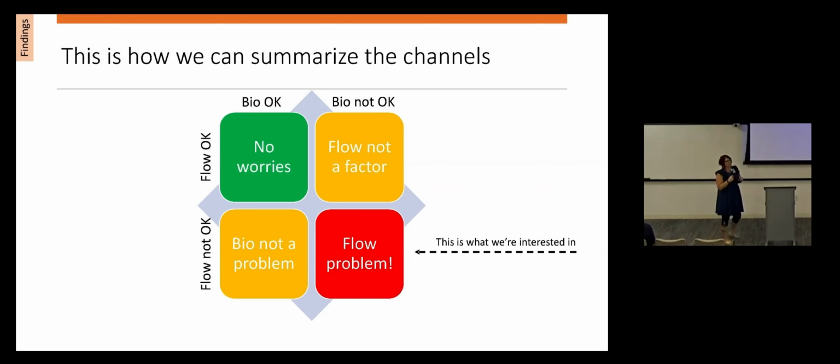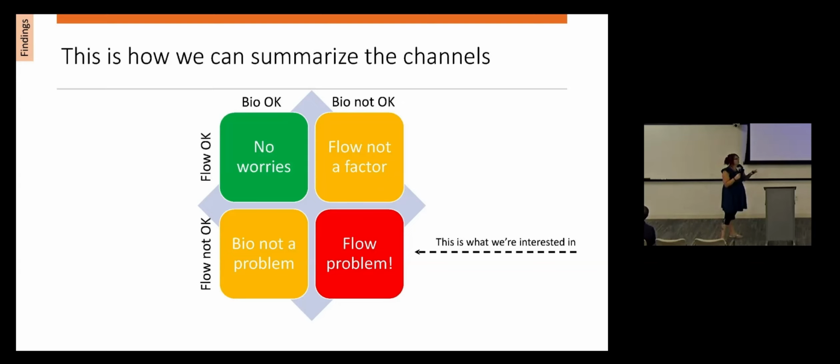Okay, so we applied those threshold limits, the flow limits, to all of the channels that we have data for. I'm going to show you some results over the next couple of slides, but I just wanted to show you how we categorized everything to make it easier to look at. There are basically 4 different options based on whether it passes the biology and it passes the flow. As an example, if the biology is okay and the flow is within the limits, then we don't have to worry about those channels in this context.